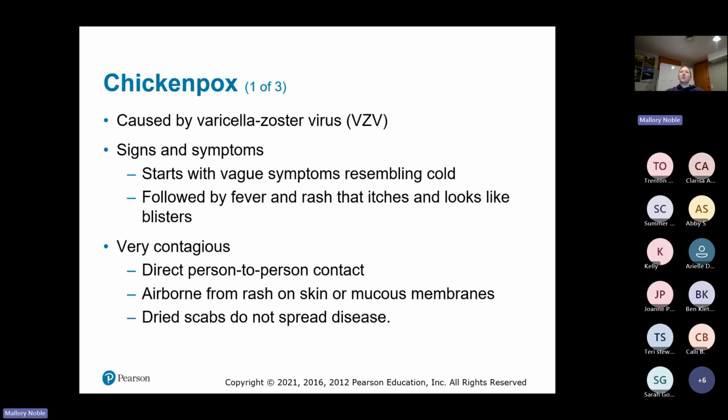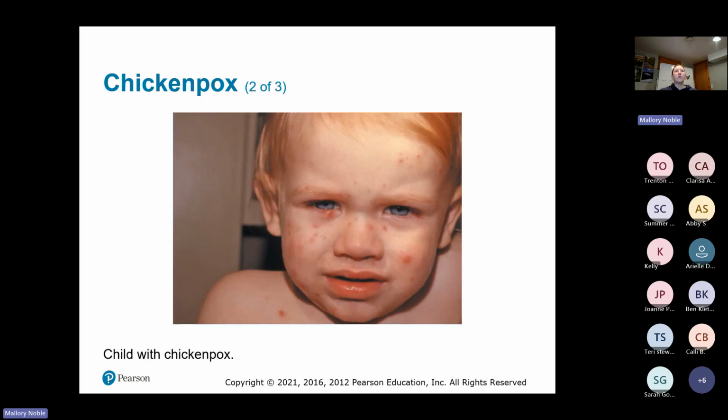Chickenpox. So this is called the Varicella zoster virus. Common signs and symptoms start with vague symptoms kind of resembling a cold, followed by a fever and rash that itches and looks like blisters. It's very contagious. It's direct person-to-person contact, airborne from rash on skin or mucous membranes. Dried scabs do not spread the disease. Kind of got a picture here of what that rash might look like. I think different stages of healing with those rashes kind of looks just a little bit different.